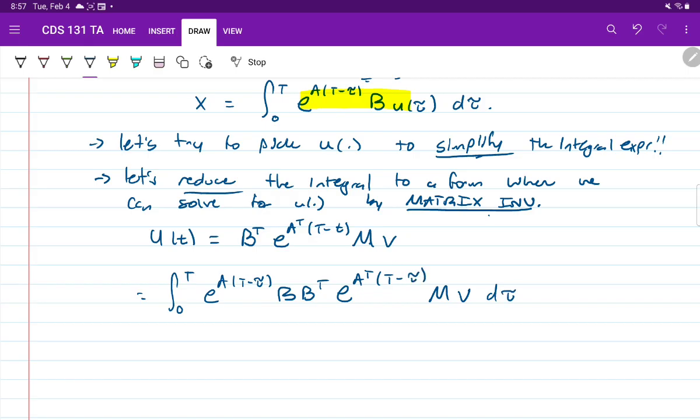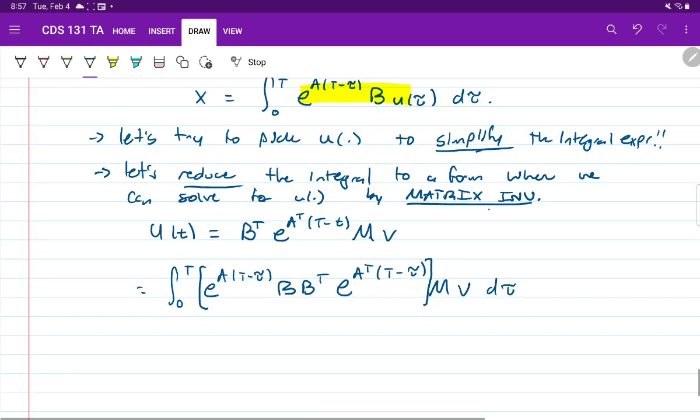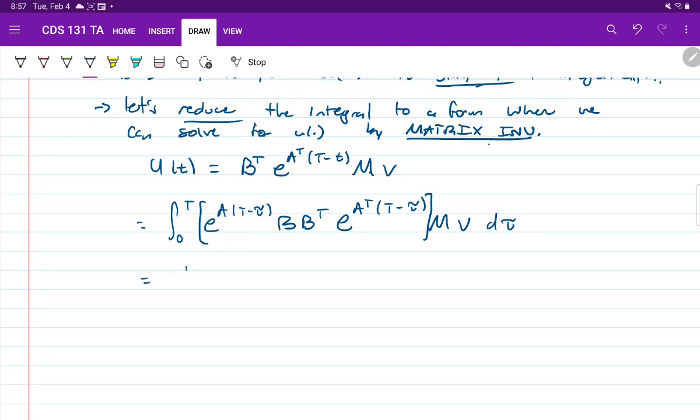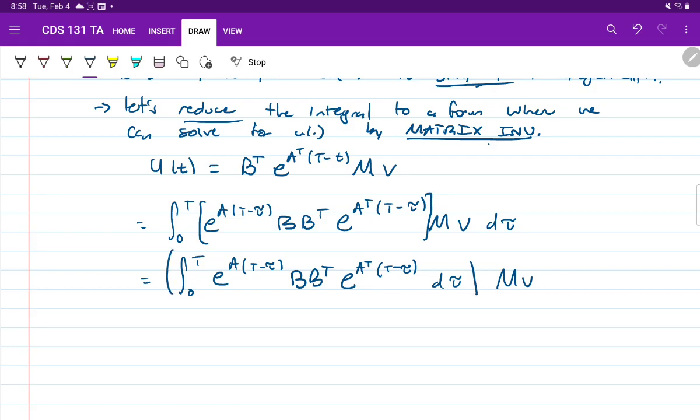Okay? So right away, we have this nice symmetric structure in here. All right? So we've now got a square matrix embedded in there. So let's pull out M times v and see what we can do. So the integral from 0 to t of e^(A(t-τ)) B B transpose e^(A transpose (t-τ)) dτ, multiplied by M v. Okay?